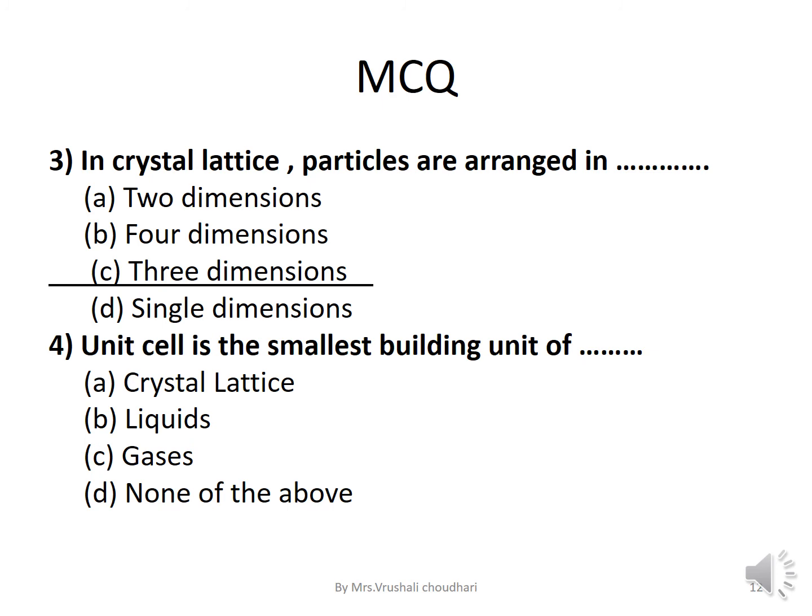Unit cell is the smallest building unit of the crystal lattice. Do you remember the first slide? The crystal lattice consists of small unit cells joined together in different directions to form a crystal lattice.